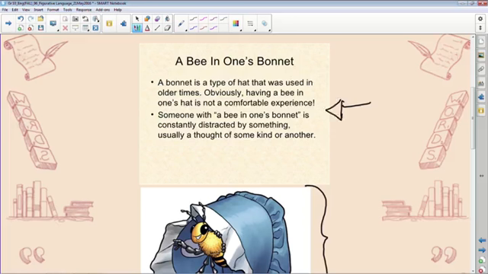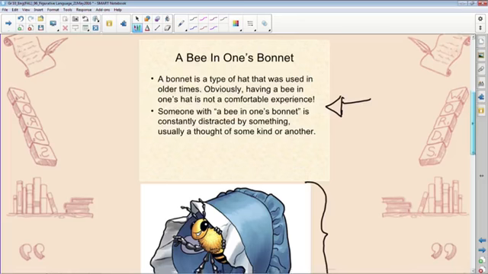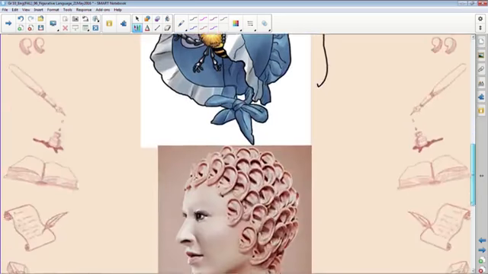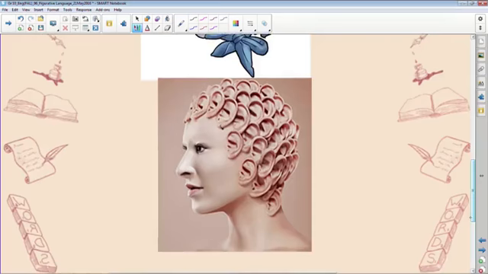A bee in one's bonnet. A bonnet is a type of hat that was used in older times. Obviously, having a bee in one's bonnet or bee in one's hat is not a comfortable experience. So someone with a bee in one's bonnet is constantly distracted by something, usually a thought of some kind or another. So you've got this urgent thought that you're thinking about or focusing on. And then, similarly, if I were to say to you, I'm all ears, if you're not familiar with that idiom, you might think, what do you mean literally?